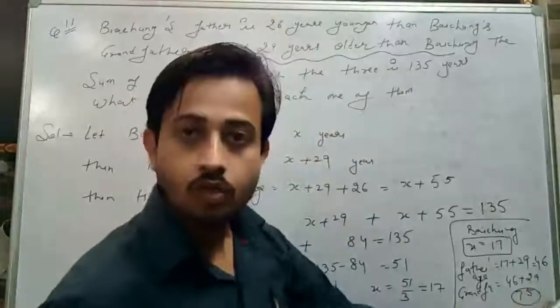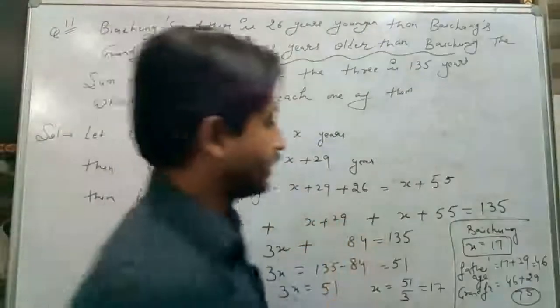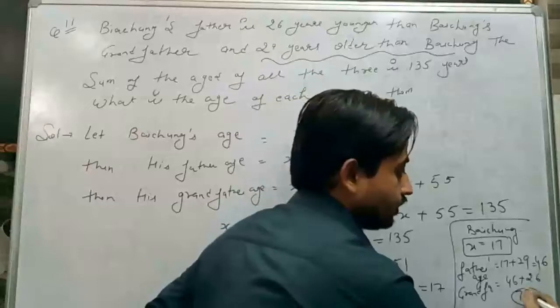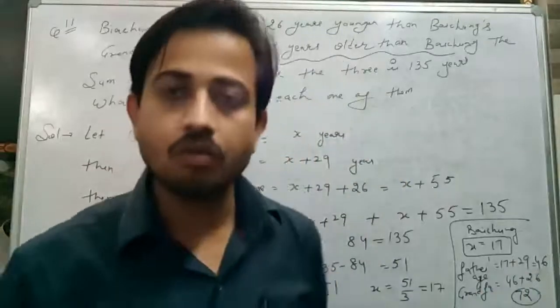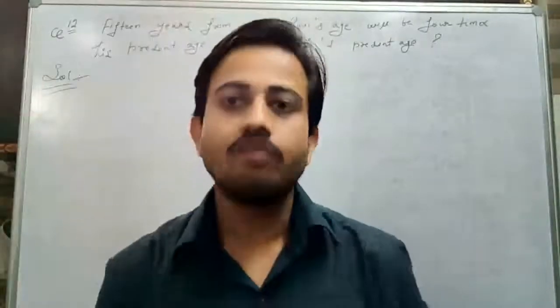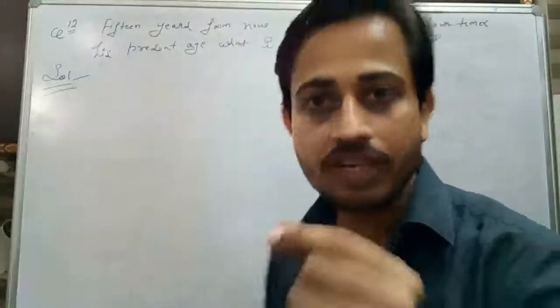So we have 29 here. What is x plus 29 plus 26 greater? So we have to add 26. We get here 72. Please make a note first. So let's go to our next question. Please make a note and read the statement very carefully.